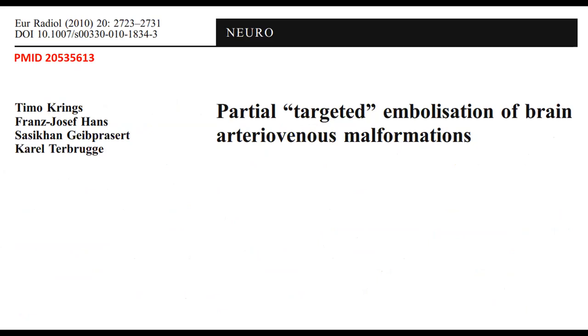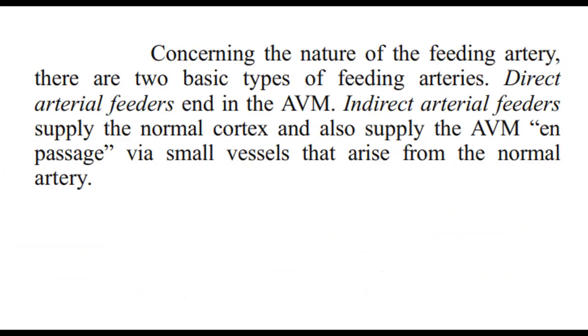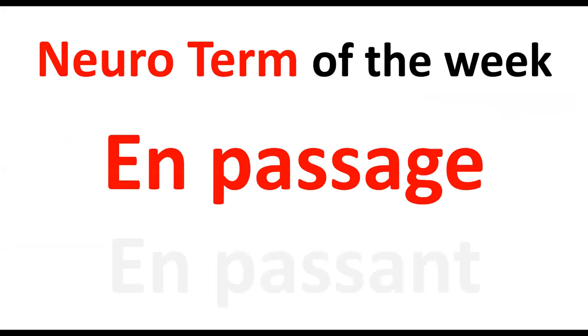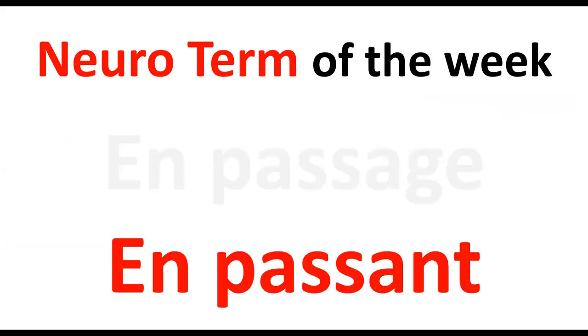This is European Radiology, all right? So we're bringing radiology into the mix, 2010, partial targeted embolization of brain AVMs. Concerning the nature of the feeding artery, there are two basic types of feeding arteries. Direct arterial feeders end in the AVM. Indirect arterial feeders supply the normal cortex and also supply the AVM en passage via small vessels that arise from the normal artery. While direct feeders are safe targets for endovascular therapy, en passage feeders may carry the risk of inadvertent arterial glue migration to distal healthy vessels. So, neuro term of the week, en passage and en passant.